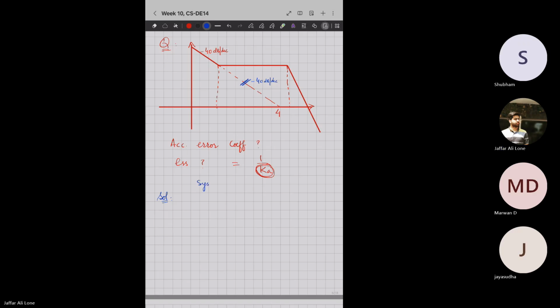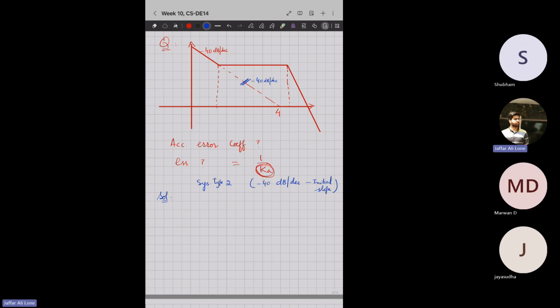type 2. Why? Because there are two poles at the origin, which is confirmed from the minus 40 dB initial slope.